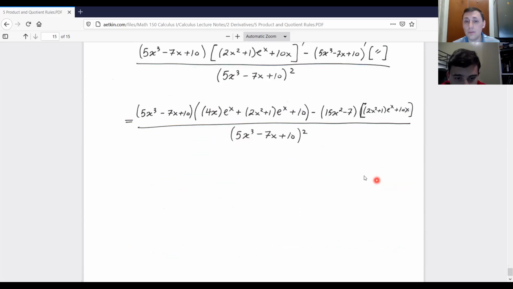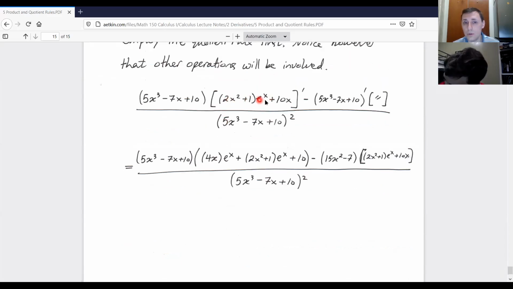Now, when I carry out the derivative, what happens? This is just squared. This is copied. This is the derivative of the product rule here. You with me? So the derivative of the product rule of this part is just the derivative of the first function times the second, plus the second times the derivative of the first, plus the derivative of 10x, which is this, minus the derivative of this function, which is 15x squared minus 7, times the numerator function.